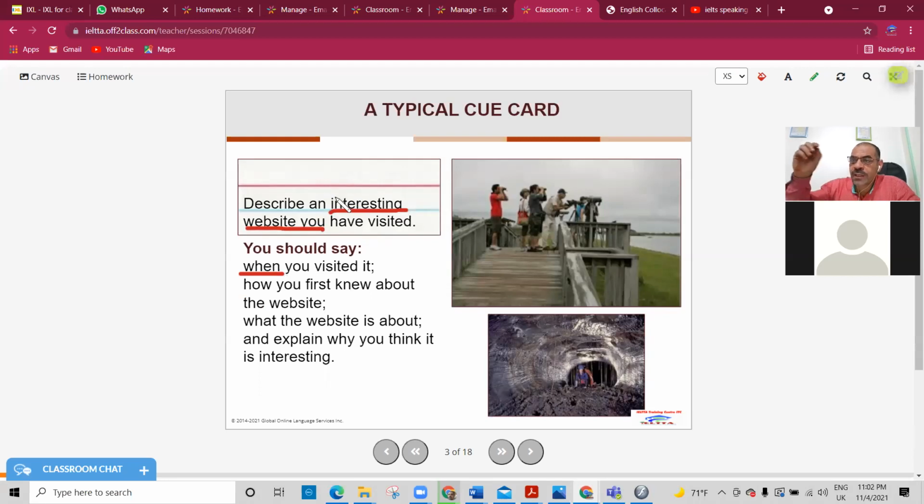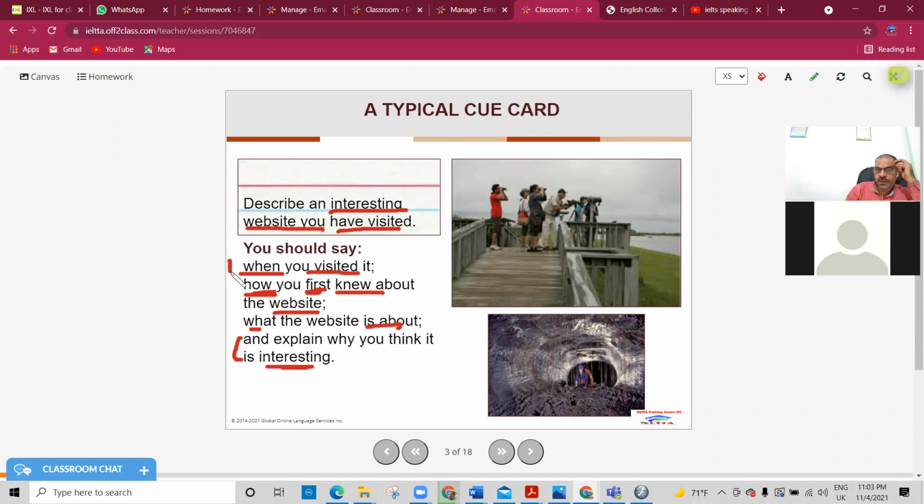So you can just write on the piece of paper the topic itself, interesting website visited, and make notes about the grammar you are going to use. Is it present, past, future? Visited. You visited it, so this is past or present. Your cue card will determine the kind of grammar. How you first knew about the website, first, and how. This is not the focus of time. This is the focus of how. What the website is about. And don't forget this: why you think it is interesting?